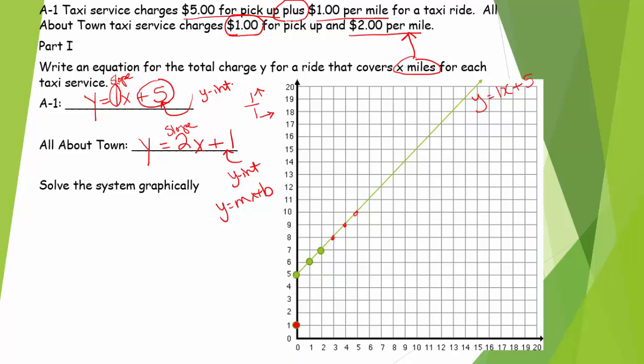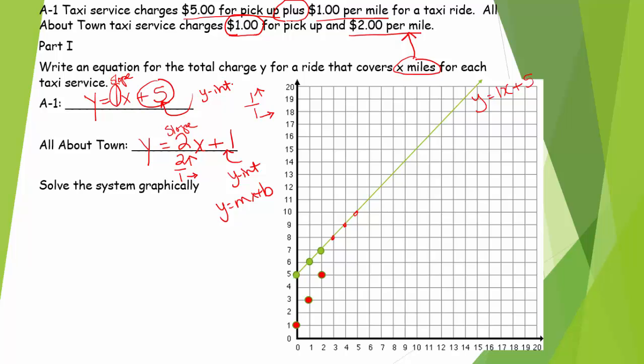So for pickup, All About Town is quite a bit cheaper. However, the slope is $2 per mile. That means 2 over 1. The rate of change is 2 over 1. Up 2, right 1. So because this has a greater rate of change or a greater slope, it's actually going to be a steeper line and it's going to become more expensive, I believe, fairly quickly. So if we go up 2, right 1, that means 1, 3. After 1 mile, you're paying $3.